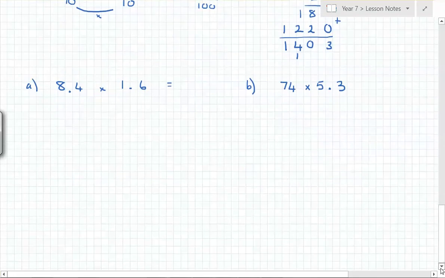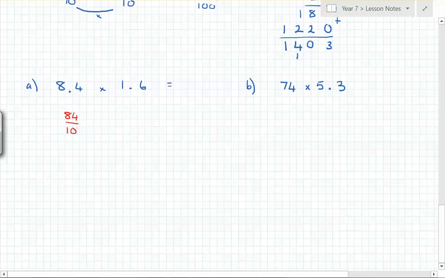Okay, right, let's do it. 8.4 times 1.6. Are you going to tell me the fractions, Magnus? I will. The fractions: 84 over 10 times 16 over 10. So that means in the answer the denominator will be over 100. So then we've just got to do 84 times 16. So we've got 6 times 4 is 24. 6 times 8 is 48.